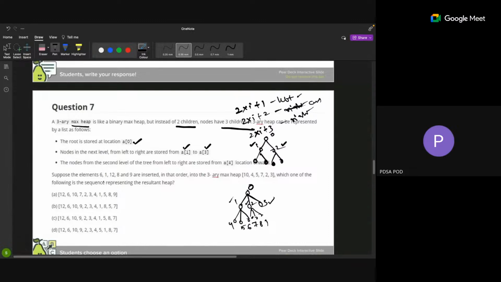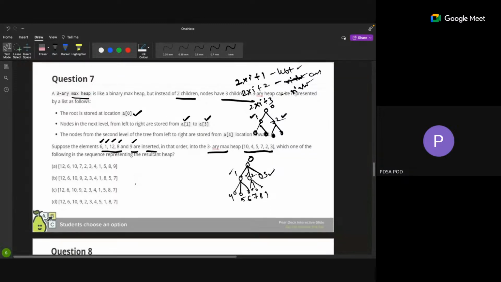Now, suppose we have 6, 1, 12, 8, and 9 inserted in order into the 3-ary max heap. The max heap is already available, and after that we try to insert 6, 1, 12, 8, and 9. Which of the following sequences represents the result? First, we create this heap. The values: 10. 10's left is 4, 10's centered is 5, 10's right is 7.